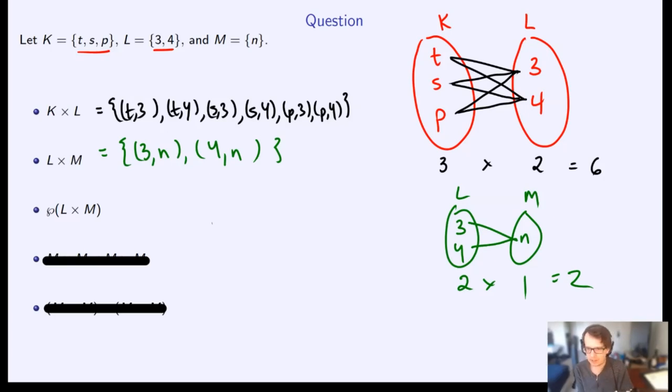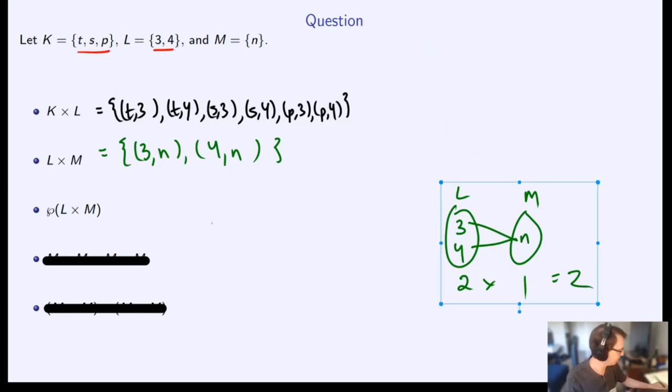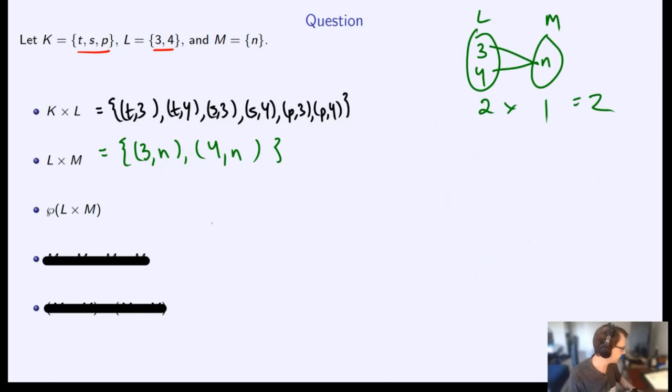So yeah, the cross product isn't too bad. But I did give you something a little bit nastier for the third part, the power set of L cross M. I gave you this question because I just want to show you how ugly the notation gets, and the fact that it's okay to have an ugly notation. So let's do the power set of L cross M.